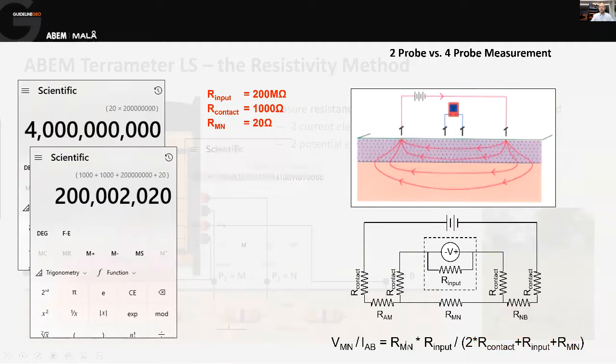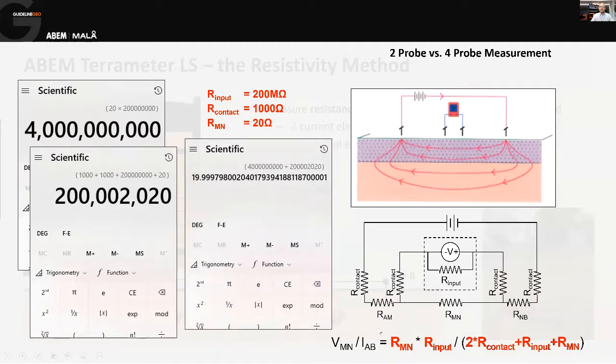And then if we use both to finalize the calculation, we end up with that big number divided by this quite big number, and the end result is 19.99979 ohms. And that is pretty much that path resistance that we were interested in, that volume of ground between our measuring electrodes. And so what we've managed to do is counteract that contact resistance.